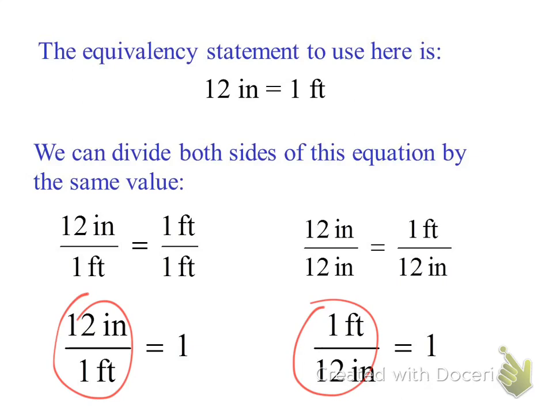Why did we pick this? Well, because in this problem we knew we were going from feet to inches. So we didn't just randomly pick something, okay?